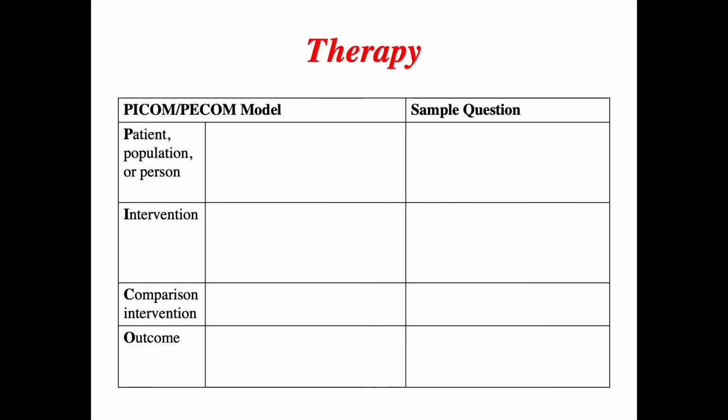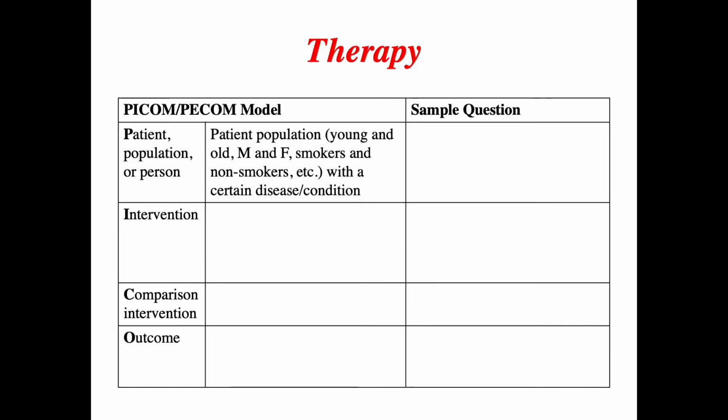Okay, so let's start off with therapy type research questions. So you'll see here in this slide a table wherein I enumerated the different components of the PICOM-PECOM model. Notice as well that the M component of the model is not here. There's a reason for that. I'll show you in a bit. Now, the P component of the model, when it comes to therapy type research questions, pertains to the patient population with a certain disease or condition.